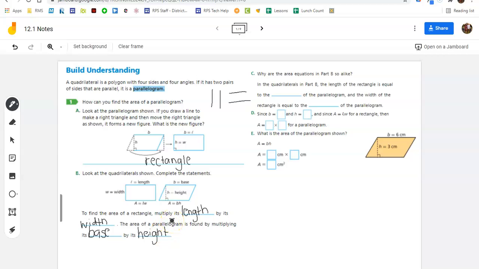Why are the area equations in Part B so alike? In the quadrilaterals in Part B, the length of the rectangle is equal to the base of the parallelogram. And the width of the rectangle is equal to the height of the parallelogram.